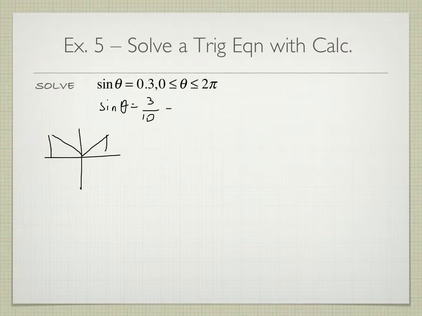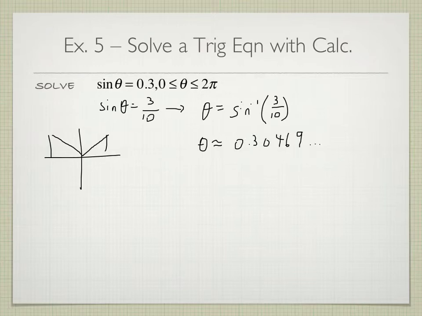So all we really need to do is do this on our calculator. We're going to write theta equals the arc sine of 3 over 10. If you do this on your calculator, you'll see that the arc sine is about 0.30469, and that keeps going. If we write this to 2 decimal places, we're going to see that theta is 0.30 radians. So that's going to be 0.3.